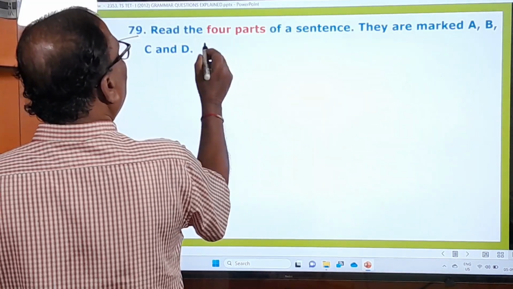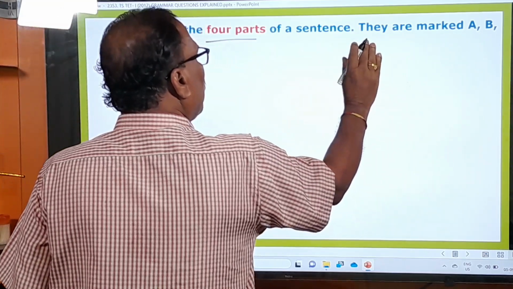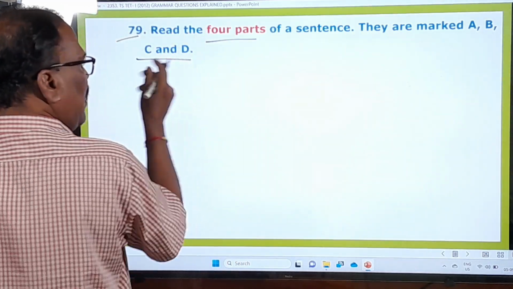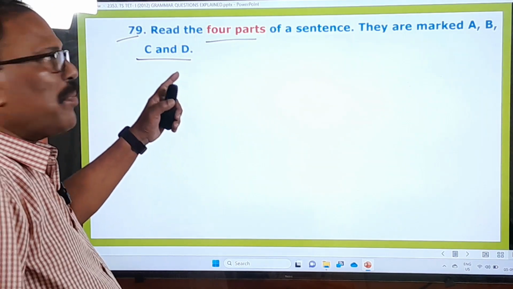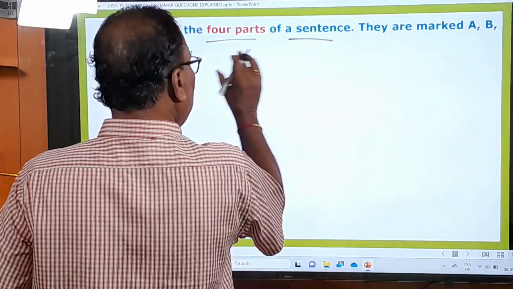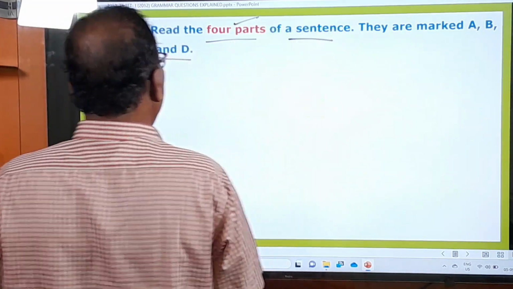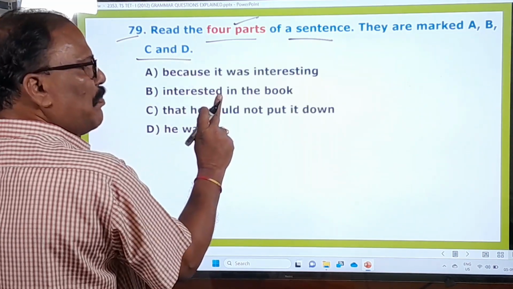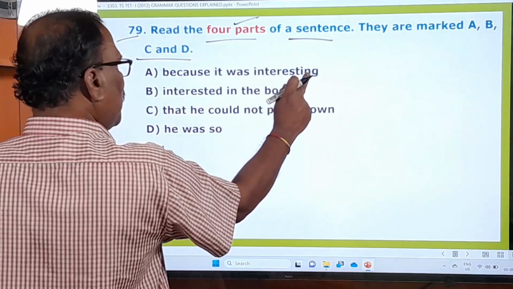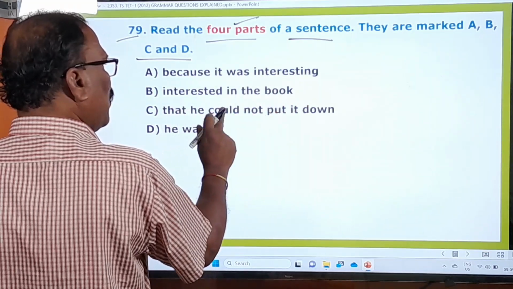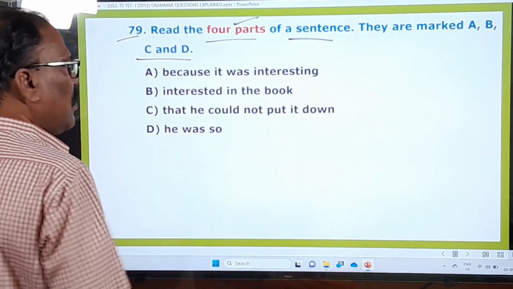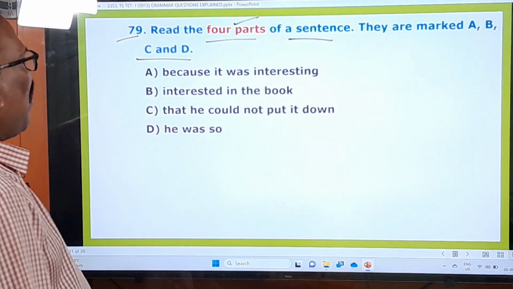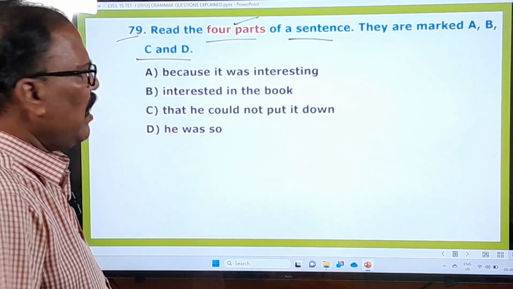79th question. Read the four parts of a sentence. They are marked A, B, C, D. Okay, there are four parts of a sentence. That is one sentence and four parts. And here what are those parts? These four are the parts of one sentence only, please. Because it was interested in the book, that he could not put it down, he was so. These are the four parts of a sentence. Okay, it's a very interesting question.